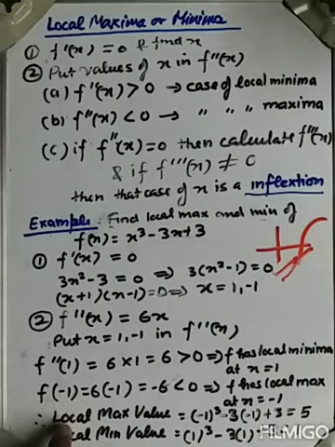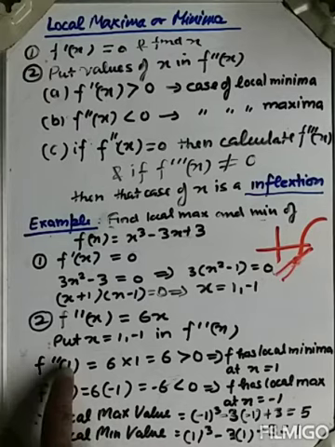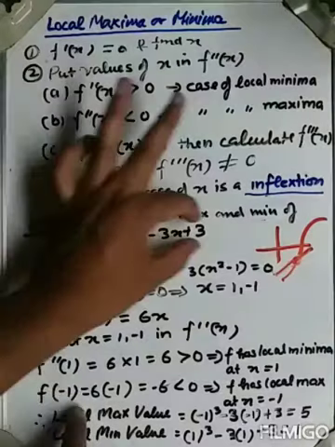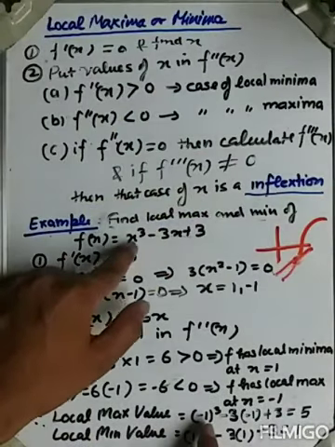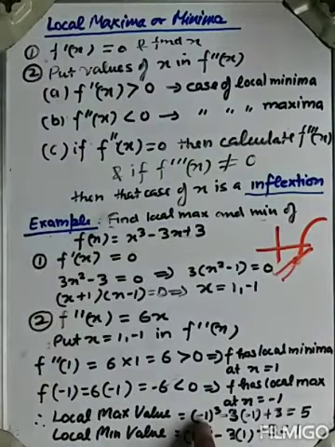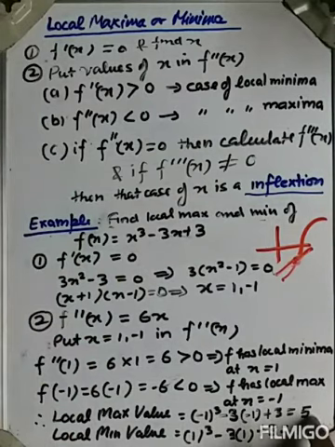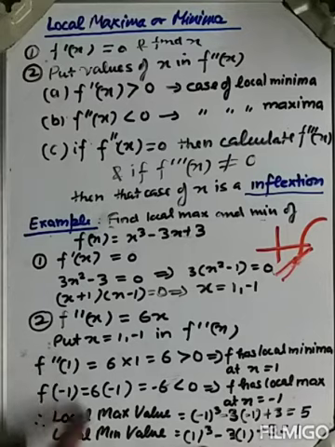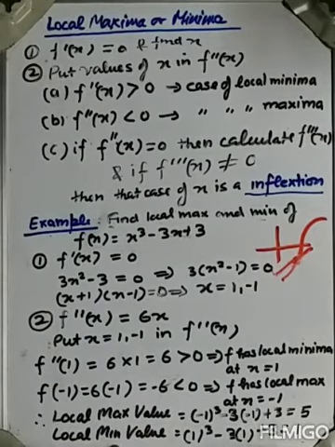So what will be the maximum and minimum value? As in the previous question on absolute maxima and minima, put these values, the point of minima and the point of maxima, in the original equation, x cube minus 3x plus 3. Put this value minus 1 here. This is the value we have got. This is the local maximum value. In the same way, put x equals 1 in the original equation. So we have got 1. So this is the local minimum value. The last exercise we will be doing in the next lecture.